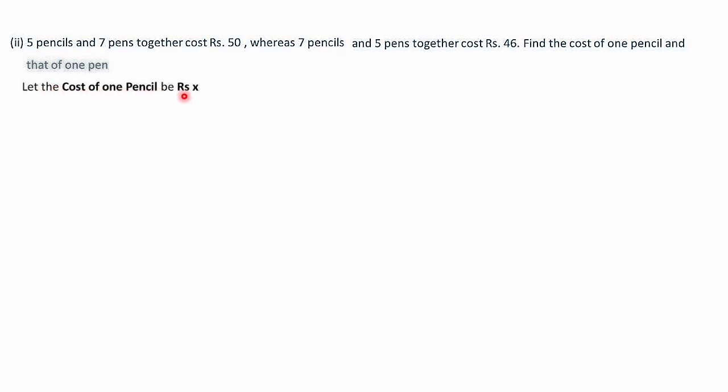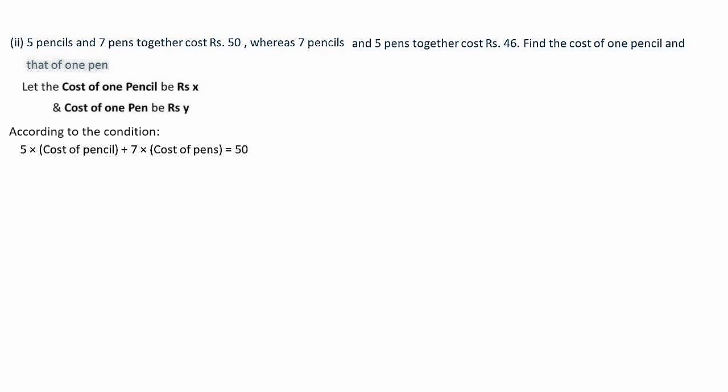The cost of one pencil is rupees X and the cost of one pen is rupees Y. Here pencil is first, so you can go for X as pencil, and pen is second, so you will go for pen as Y. So 5 pencils and 7 pens together cost rupees 50. That is our condition. 5 into cost of one pencil plus 7 into cost of one pen is equal to 50. Then as we know that cost of one pencil as per our assumption is X and cost of one pen is Y. So 5x plus 7y is equal to 50. Label it as equation number 1.